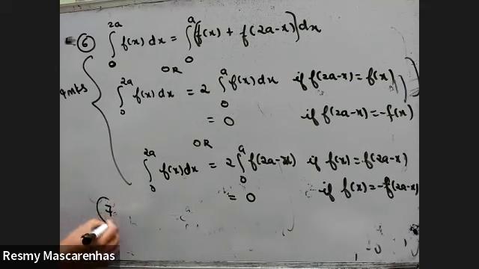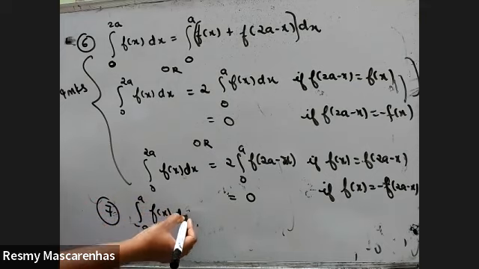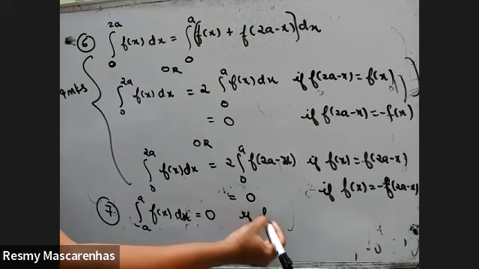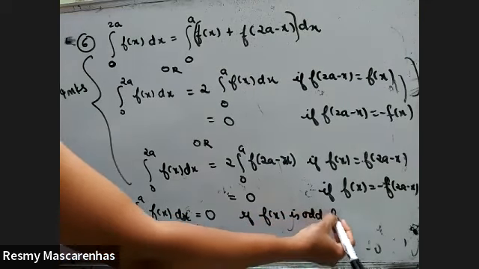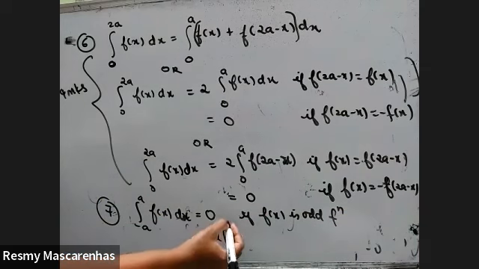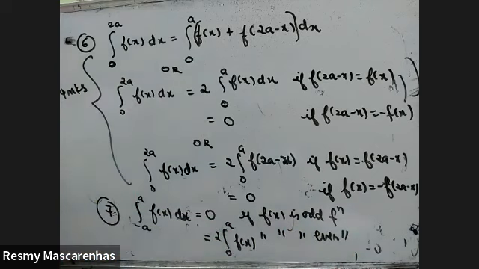Or the 7th one, integral of f of x dx from minus a to a equals to 0 if f of x is an odd function, and it is equals to 2 times the integral from 0 to a of f of x if f of x is an even function.